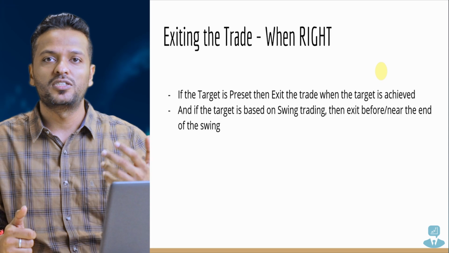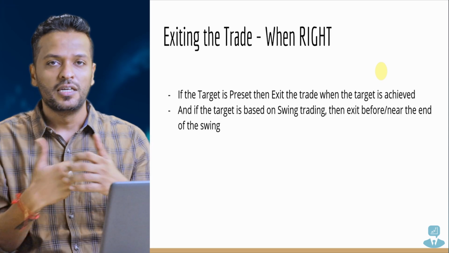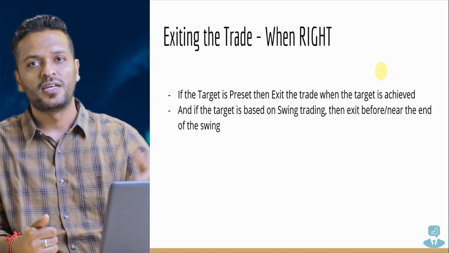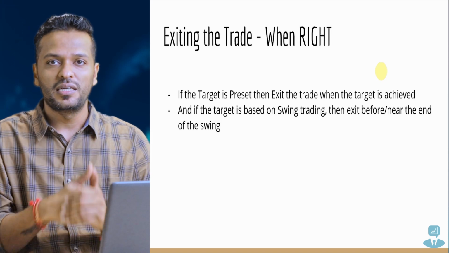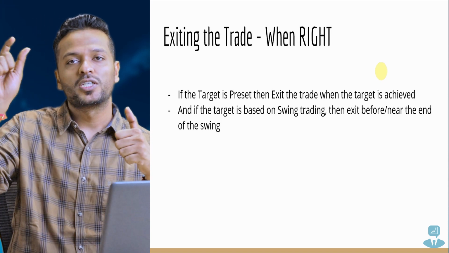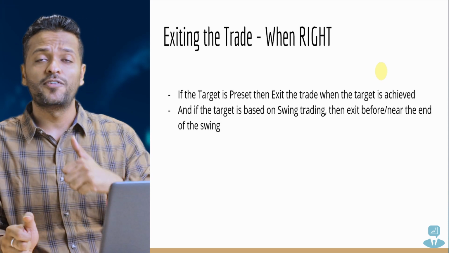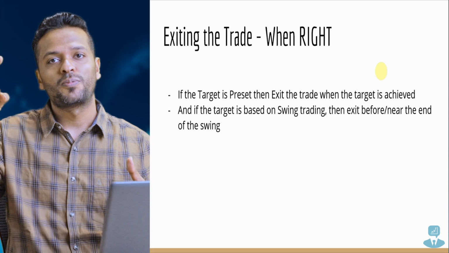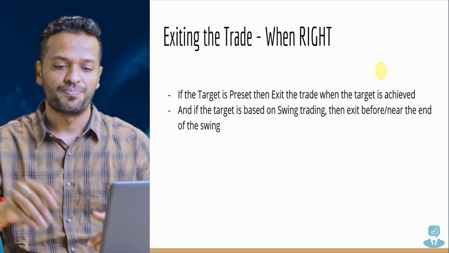So these are the three kinds of strategies which you should use if you're right in the market. First is, if your target is preset, exit from the market once the target is achieved. If you're trading based on swing trading, exit the market just before the swing is complete. And if you don't have a view on the market about when to exit, keep trailing your stop loss and ride the gains over a period of time.